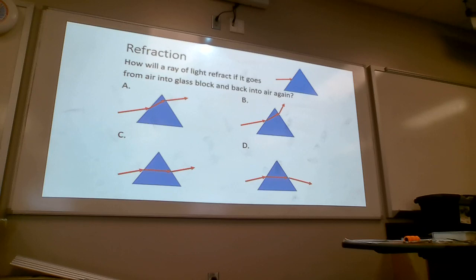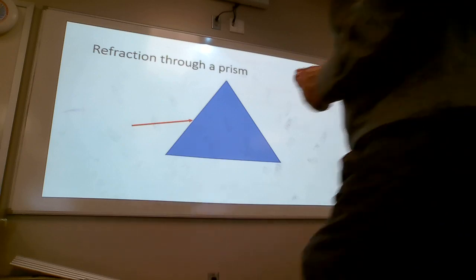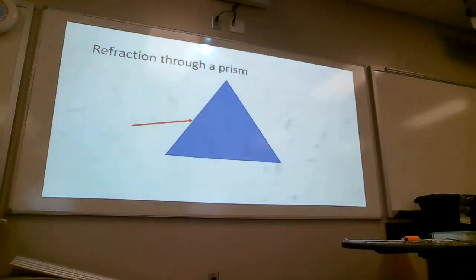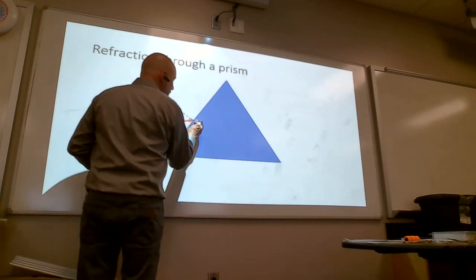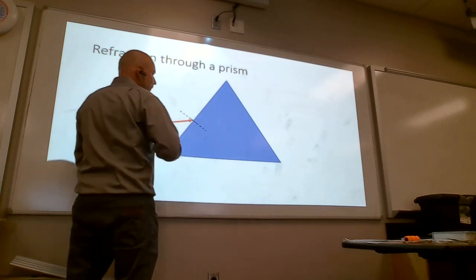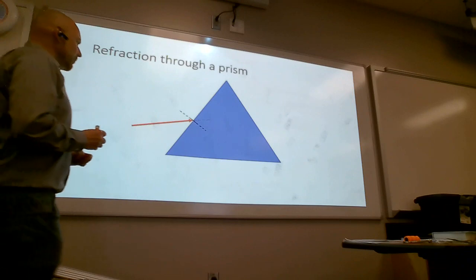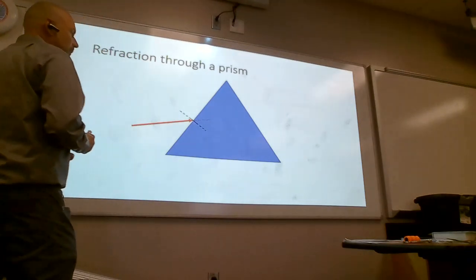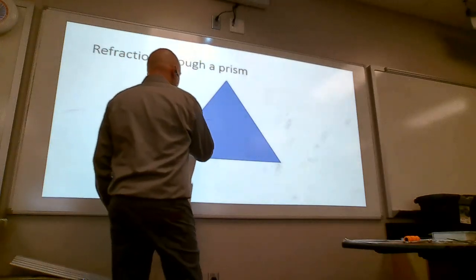Yeah. Great question. Perpendicular to the surface. Okay, we're going to walk through this together. Show me with your arm the direction of the normal line. Perpendicular to the surface. So, no refraction. So is it going to bend away or towards the normal line? Going from air to glass is going to bend towards the normal line.